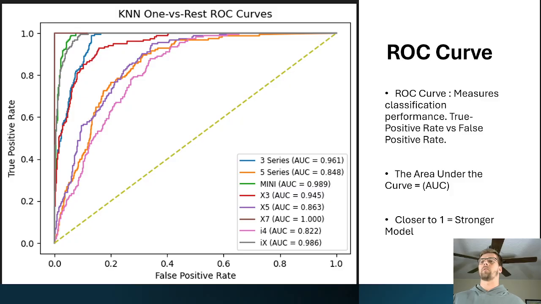Another useful evaluation tool is the ROC curve. The ROC curve plots the true positive rate against the false positive rate. The area under the curve, or AUC, measures the model's ability to distinguish between classes. A higher AUC indicates stronger classification performance.